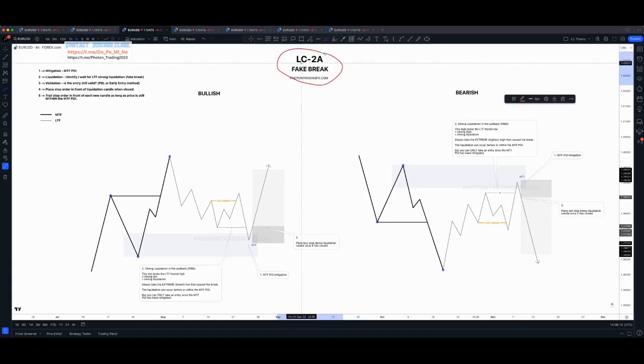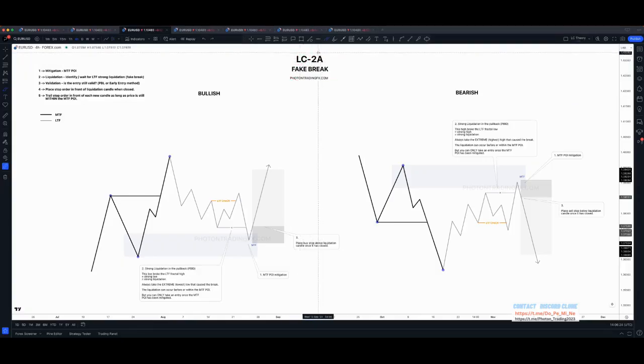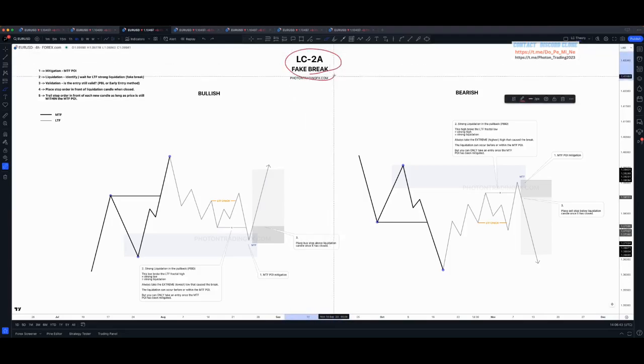Now, you might be asking, what on earth is LC2A? Where did that come from? LC essentially just stands for liquidation candle. Not the most inventive name, but that will make sense in a minute. And the 2A comes from an old entry model that we used to trade and teach, which if you've been here a while, you'll definitely be familiar with. And that is in regards to the fake break, okay? So if you're new and you're watching this for the first time, don't worry about what 2A means. Just remember that this is the name, it's the fake break liquidation LC2A, okay?